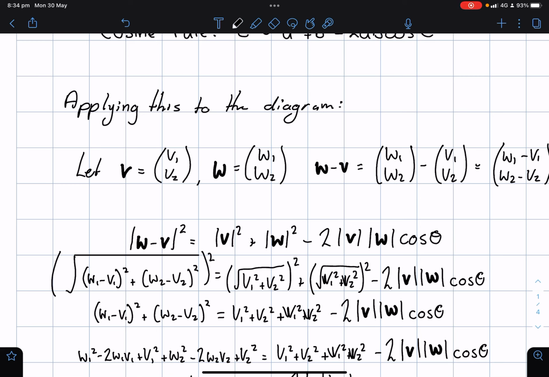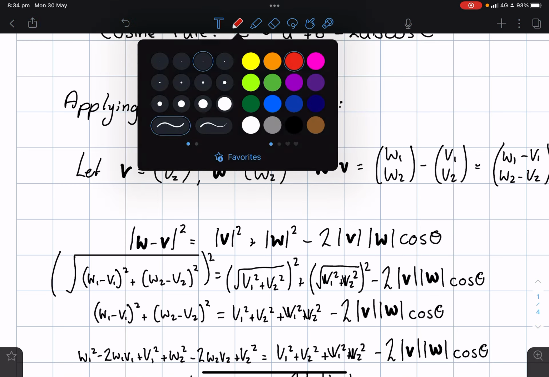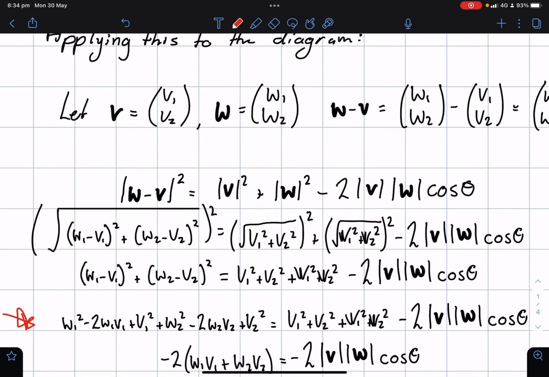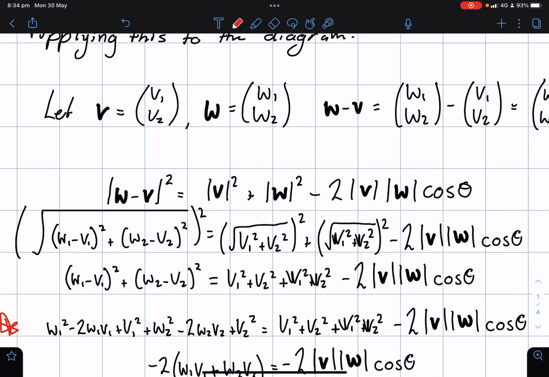So now, if we're looking at both sides of our equation here, all right, if they're positive on both sides, then they'll cancel out if we subtract from either side. So positive w1 squared, I've got a positive w1 squared there, so they cancel out. v1 squared and v1 squared, they cancel out. w2 squared, they cancel out. v2 squared, they also cancel out.